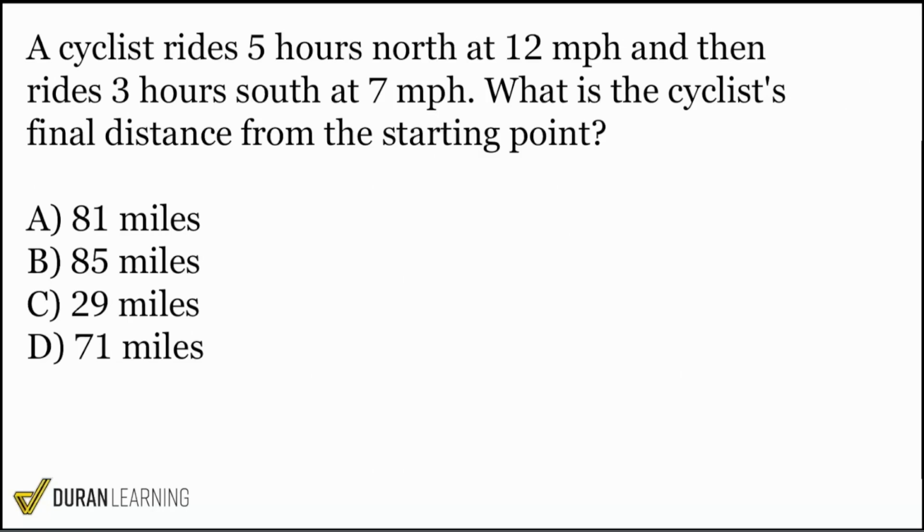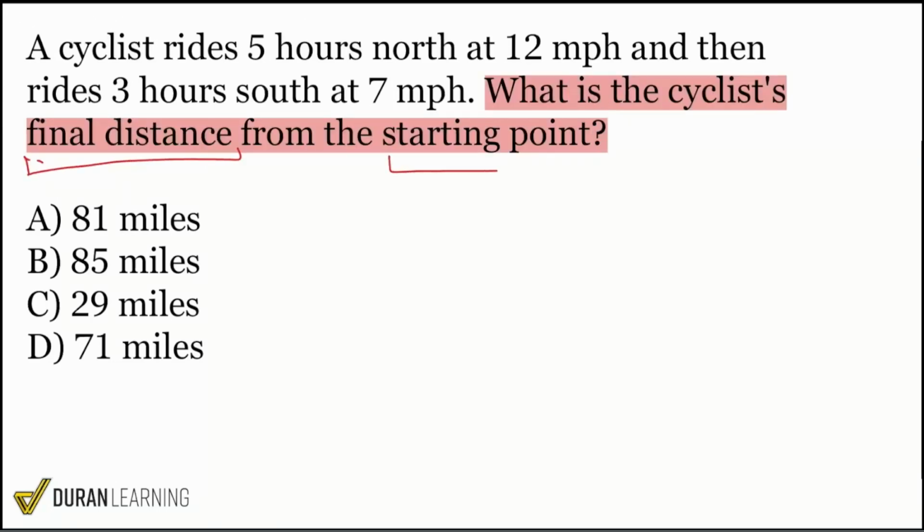What does it say here? It says, what is the cyclist's what distance? Yeah, final distance from the what? Yeah, from the starting point. So let's highlight that here. What is the cyclist's final distance from the starting point?